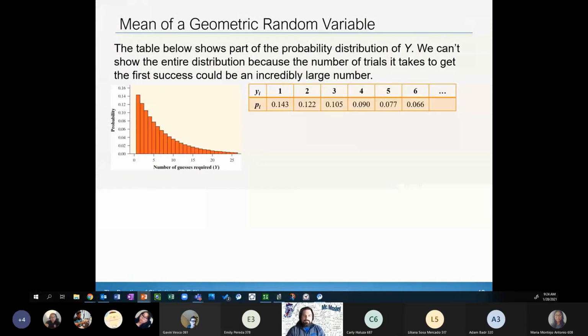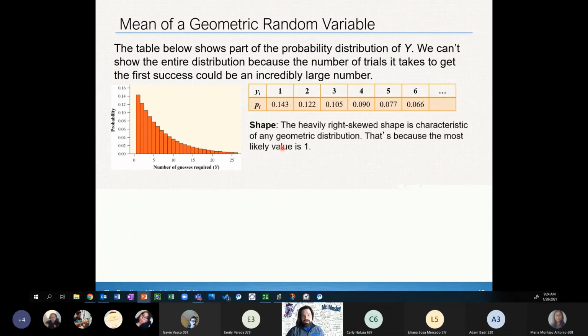So then we can have the distribution here. The table below shows part of the probability distribution of y. We can't show the entire distribution because the number of trials it takes to get the first success could be an incredibly large number. So we have our histogram and the table.